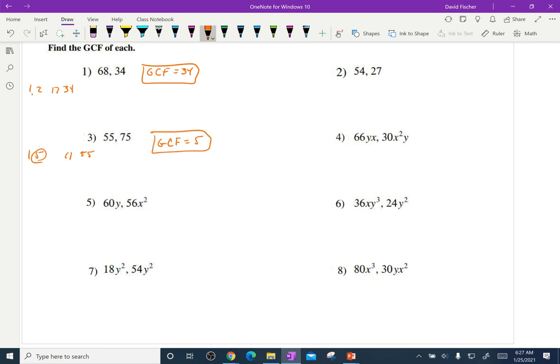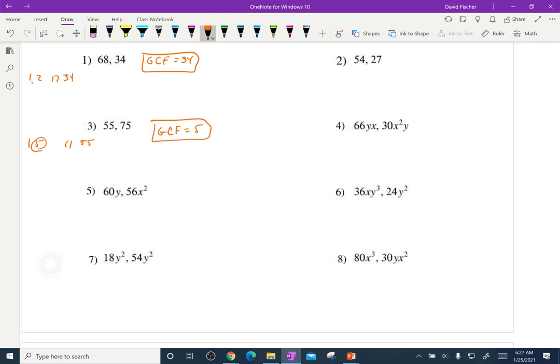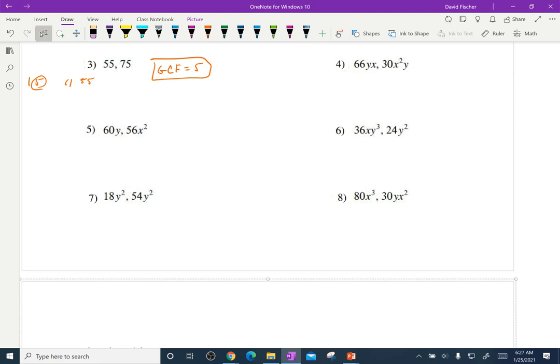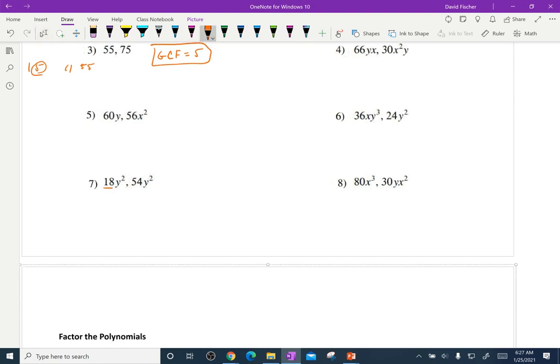Let's do one where we have some variables here. Let's do number 7. What's the largest number that goes into 18 and 54? Pretty sure 18 goes into 54. Sure does, 3 times. So my GCF on this one is going to be 18, because 18 goes into 18 and 18 goes into 54. And they both have a y squared. So that one's not too bad. Maybe they just look bad.